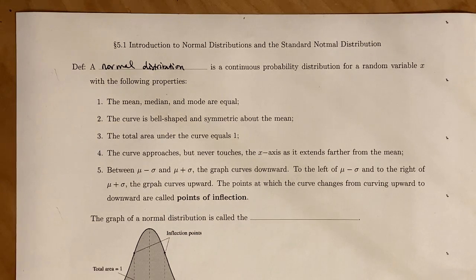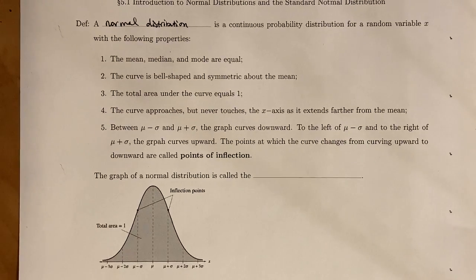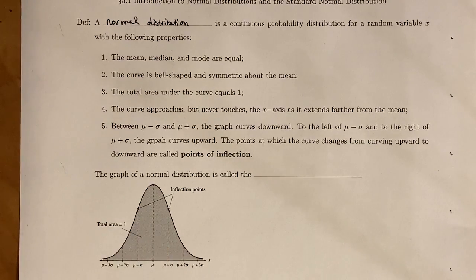First, the mean, median, and mode are all equal. The curve is bell-shaped and symmetric about the mean. So the curve is going to look like this bell-shaped curve here. The total area under the curve equals 1, right? Because it's a probability distribution. The curve approaches but never touches the x-axis as it extends farther from the mean. So in either direction, it gets really, really close to the x-axis, and it gets closer and closer the further you are away from the mean, but it never actually touches the x-axis.